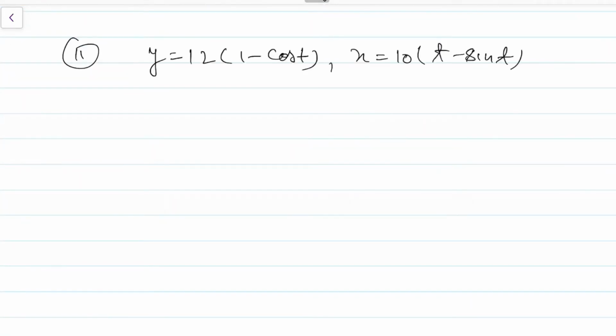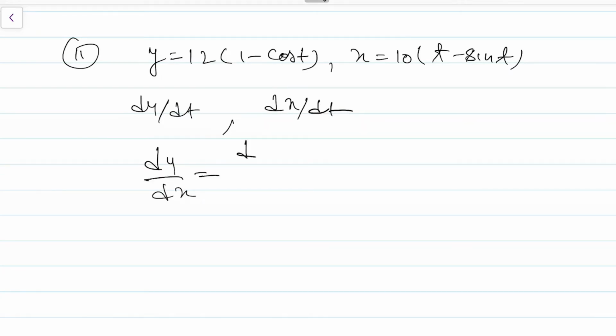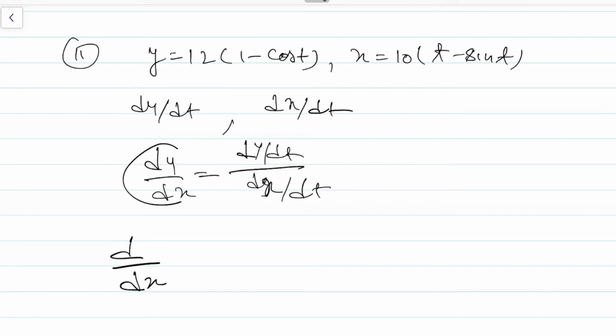Question number 12 is, here it is a parameter. First we'll find dy over dt, then we'll find dx over dt. Then for dy over dx, we'll divide dy by dt by dx by dt. Now suppose you have to find its second order derivative. So from there, we'll again differentiate this. d2y over dx square is d over dx of dy over dx.